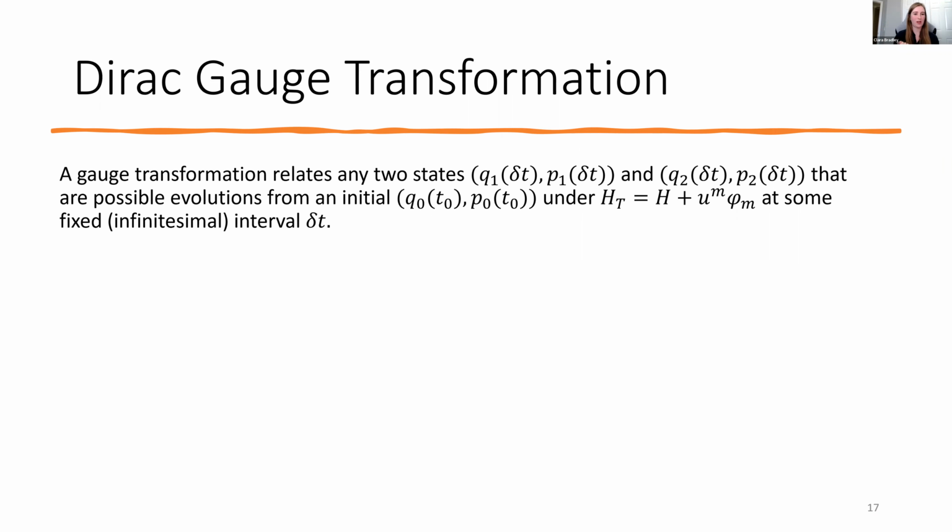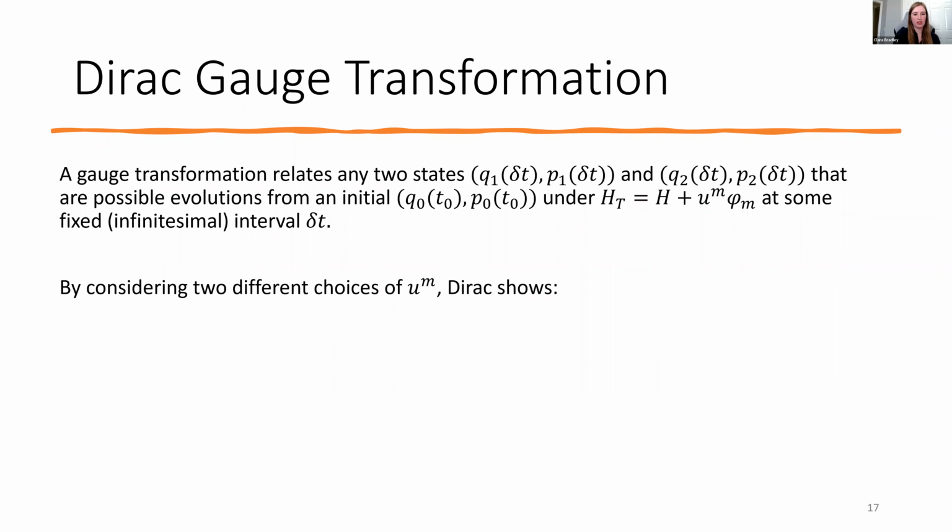So Dirac defines a gauge transformation as something that relates any two states that are possible evolutions from some initial state under the dynamics generated by the total Hamiltonian at some fixed infinitesimal interval delta t. So the idea here is that we think our theory is a complete one and that it ought to be deterministic, and yet we still have some arbitrariness in our dynamics. And so any two states that are reached under different choices of these arbitrary factors should be thought of as physically equivalent and so related by a gauge transformation.